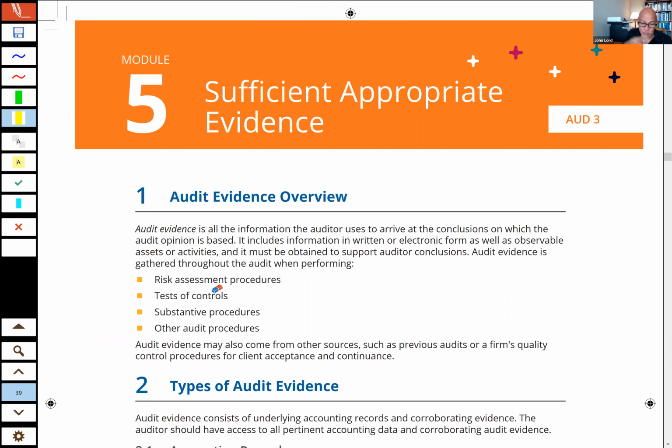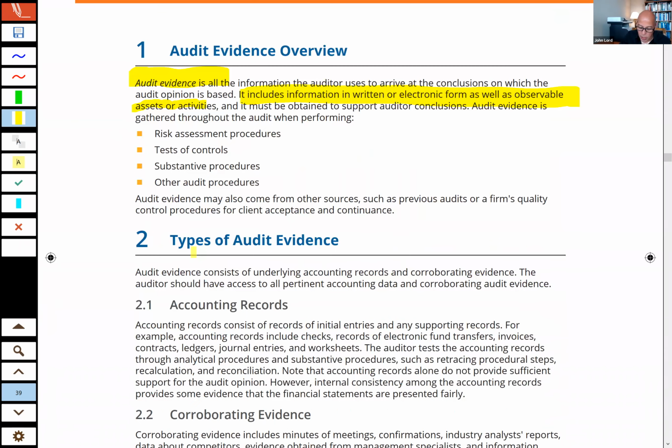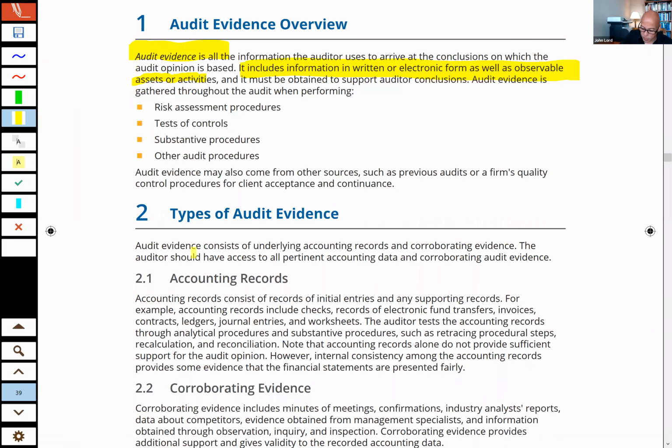No, we are recording. Okay. Now, let's go ahead and take a look here at audit evidence. Okay. And it includes information in written or electronic form as well as observations. So electronic form is also considered evidence. In other words, it doesn't have to be hard copy, doesn't have to be on paper, right?